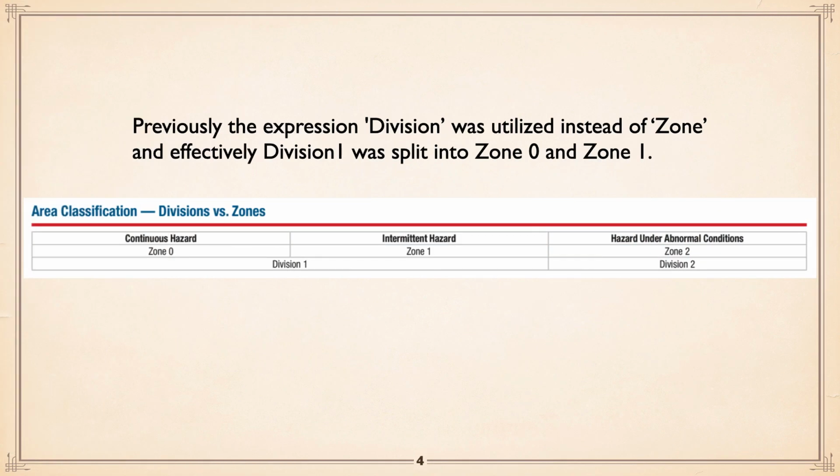Now, just as a little footnote here, at one time in British Columbia we dealt with divisions, and as you can see, division 1 was split into zone 1, which is probably comparable, and then for really continuous hazards, zone 0. Division 2 has now become zone 2.